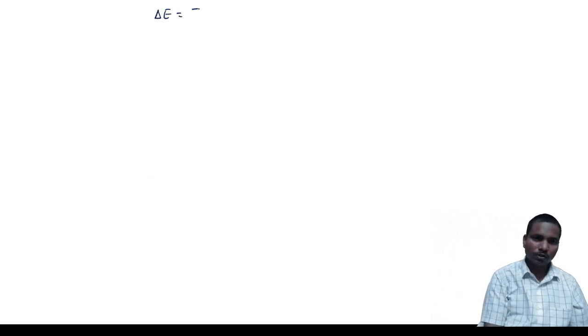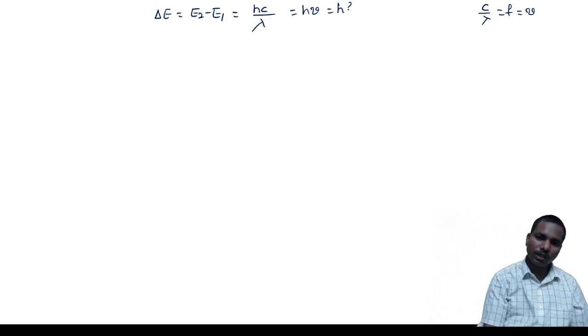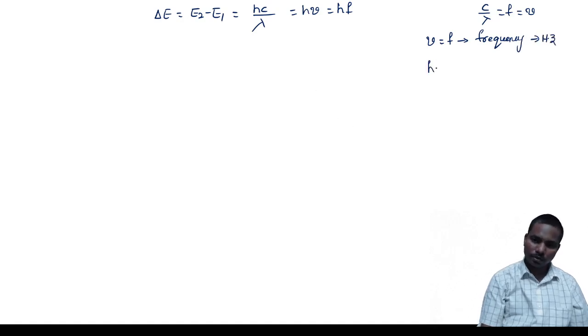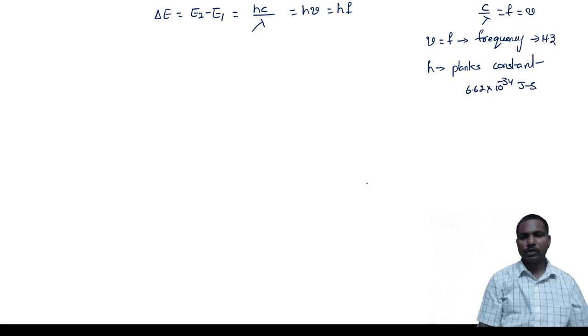That energy is equal to E2 minus E1, that is equal to hc by lambda. We know very well c by lambda is equal to frequency. You can denote it with nu or f. Then it is h nu or hf. Nu is equal to f, that is nothing but frequency. You know very well the unit is hertz. This h is Planck's constant, that is 6.62 into 10 power minus 34 joule second. Okay, units are also important.